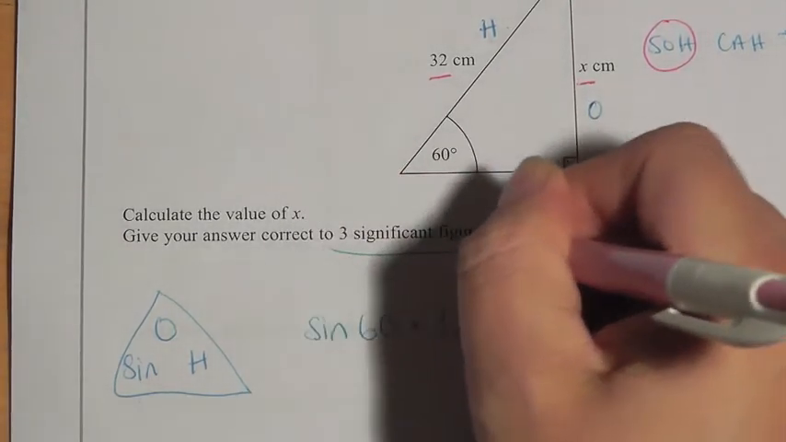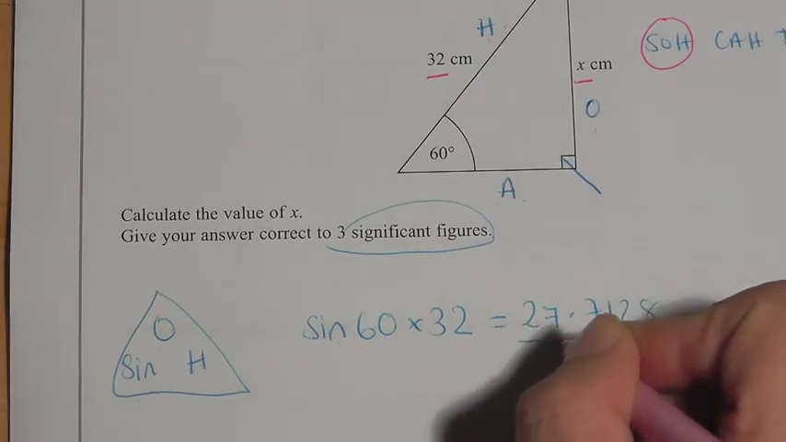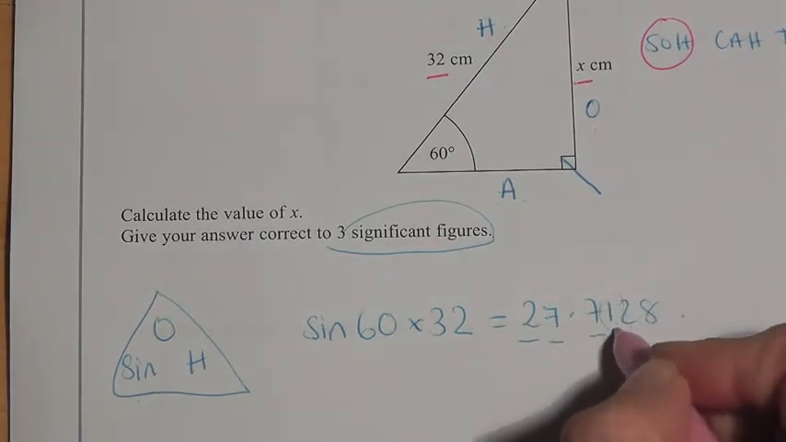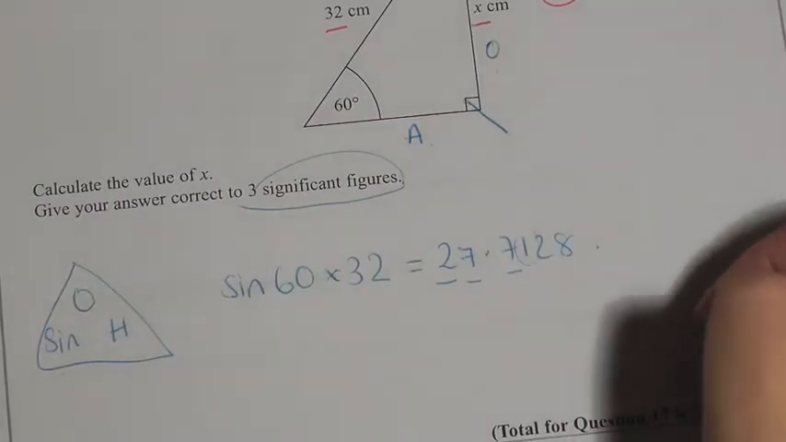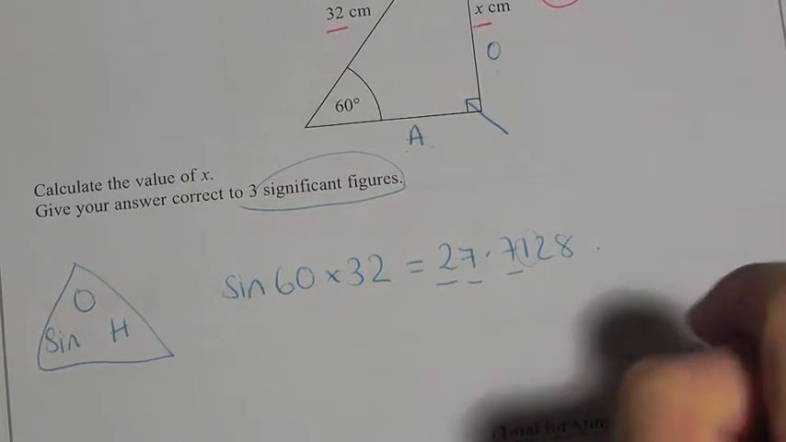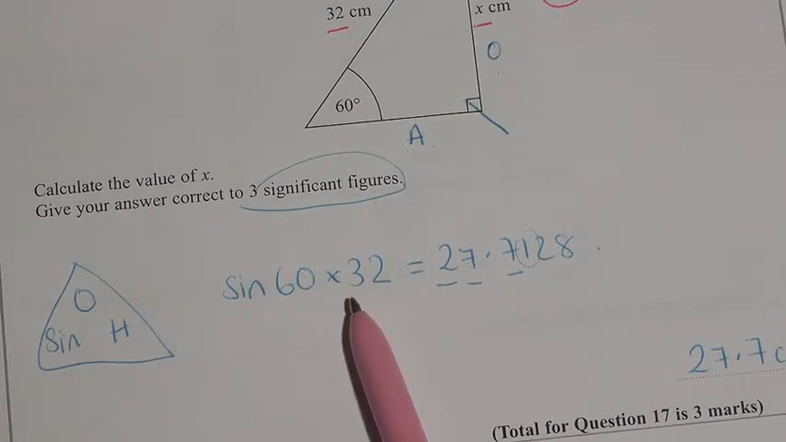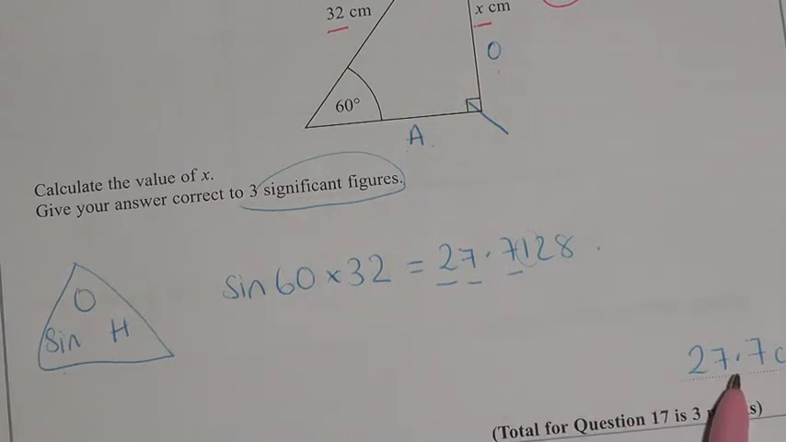And once again, I've been asked to give my answer to 3 significant figures. 1, 2, 3. This 1 won't change that 7, so my answer is 27.7 centimetres. Your marks come from knowing that you need to do sine 60 times 32, and from your answer being correctly rounded.